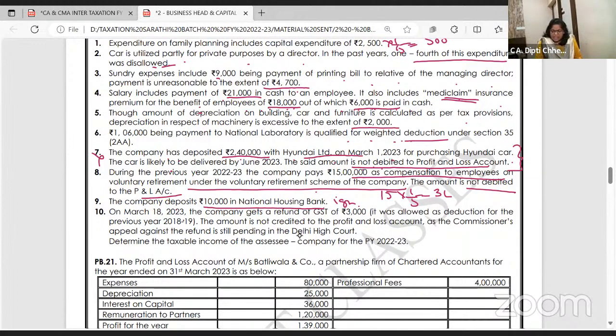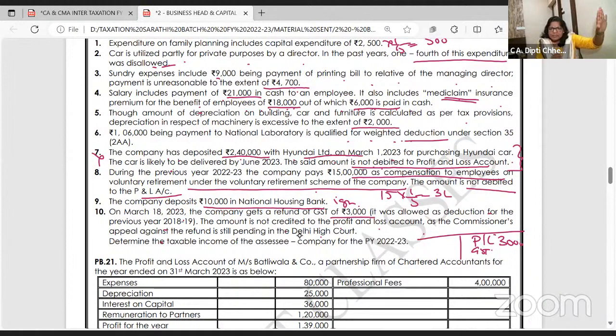On March 18, company gets a refund 3,000. It was allowed as deduction. GST is allowed as deduction. So now refund. Is it business income? Yes. Amount is not credited in the P&L account as commissioner's appeal is pending. You have not credited this in P&L account. GST refund is not written on the credit side. But is it your business income? Answer is yes. But ma'am, the appeal is pending. Whatever happens in the appeal will be seen.